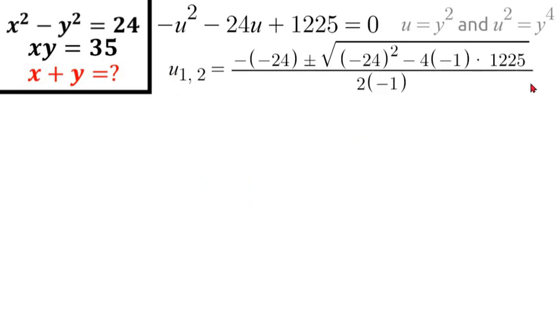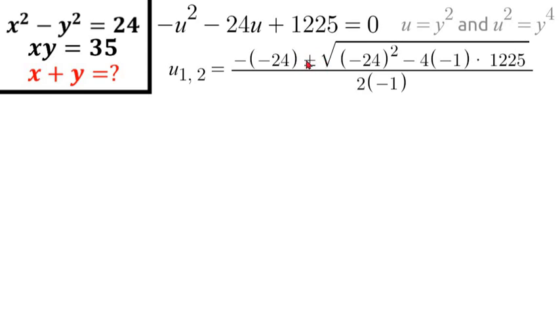Now the quadratic formula is this. If you're unfamiliar with it, I have a video on it. Please go check it out. But otherwise, we would plug in our a, our b, and our c value, and we would have negative times negative 24 plus or minus the square root of negative 24 squared minus 4 times negative 1 times 1,225, all over 2 times negative 1.